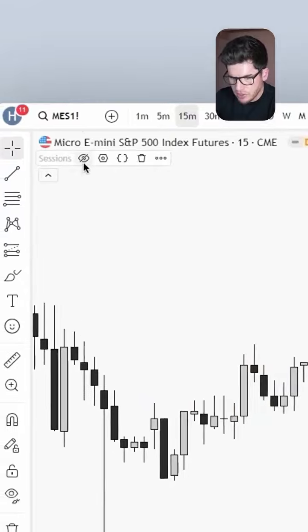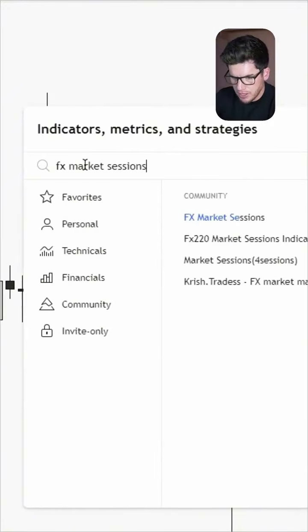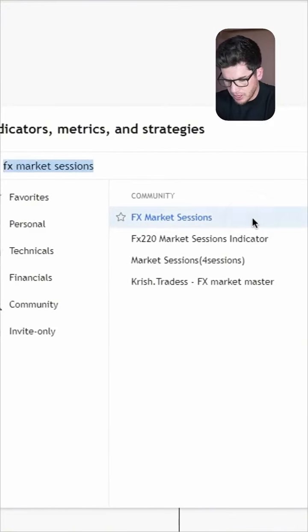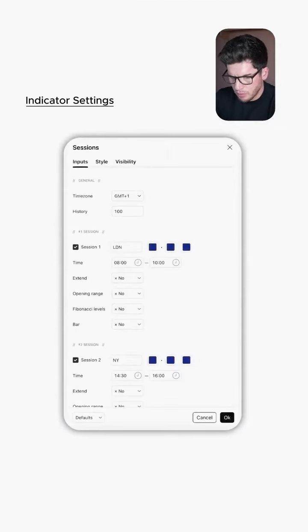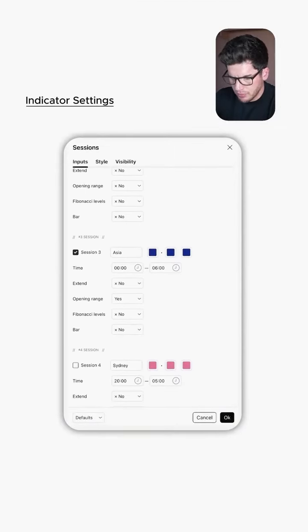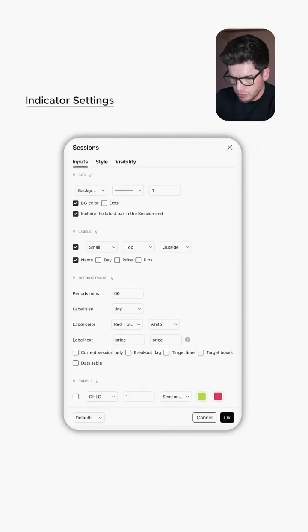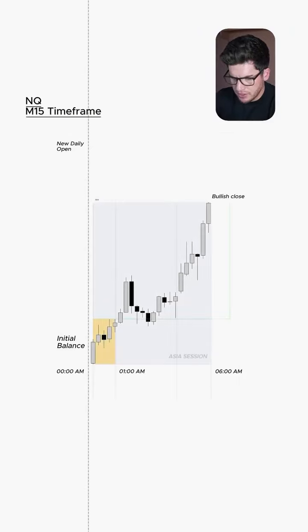So the first thing you need to do is go over to the indicators tab, and you want to search FX market sessions and click on the one made by Boitoki. Open the drop down menu on the top left, and once you have that open, in the settings, input your Asia session, midnight to 6 a.m. UK time. For opening range, click yes. Then scroll down to opening range and choose 60 minutes. Hit OK, and that gives you your initial balance, the first hour of the trading day.